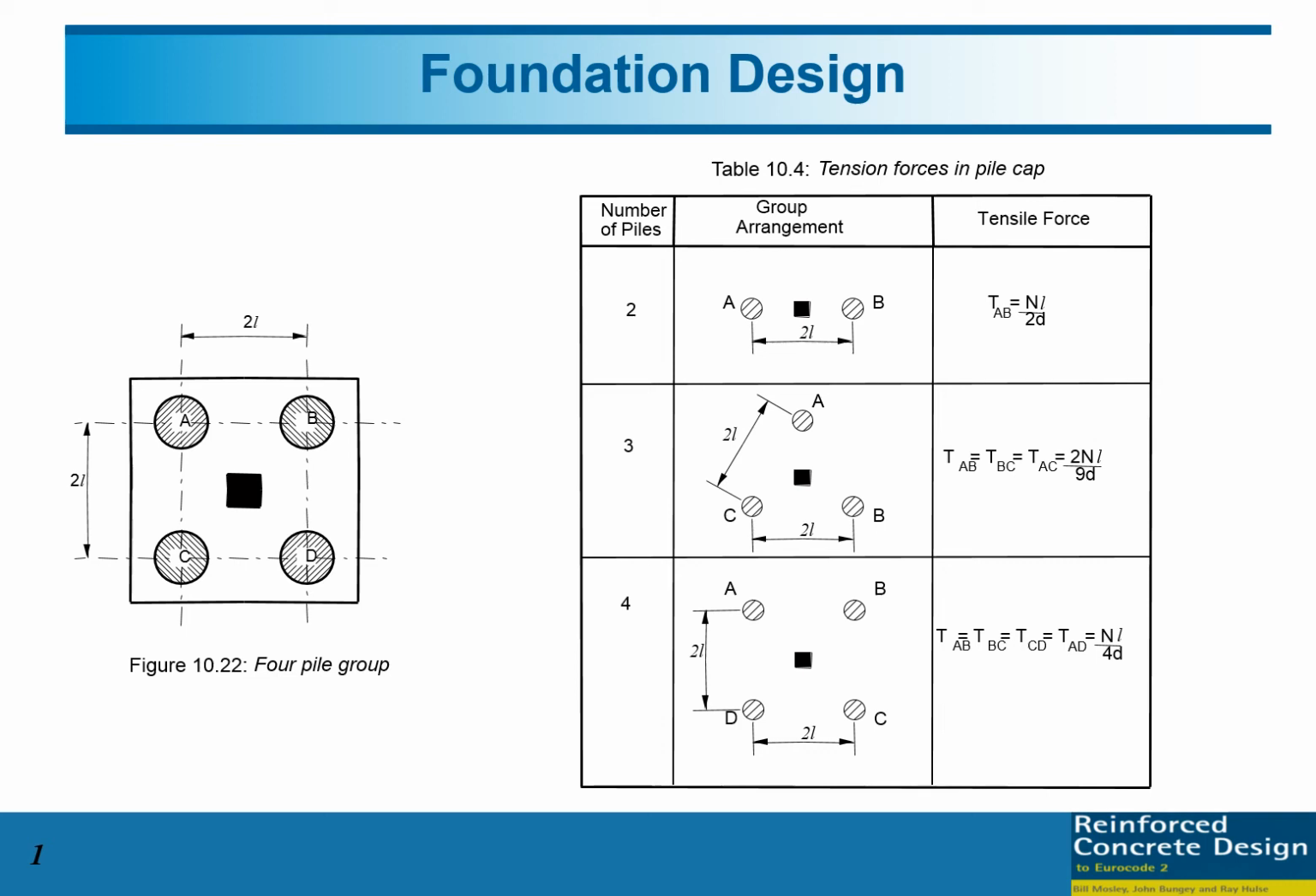And then the same concept we can apply for the 3 pile and 4 pile. You can see here for 2 pile we have T equal to NL over 2D that we already discussed previously. For 3 pile, if they have 3 pile with a distance 2L between the pile, we have TAB equal to TBC equal to TAC equal to 2NL divided by 9D. For 4 pile, they will have T equal NL over 4D.